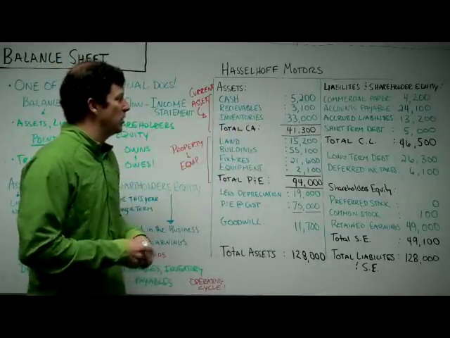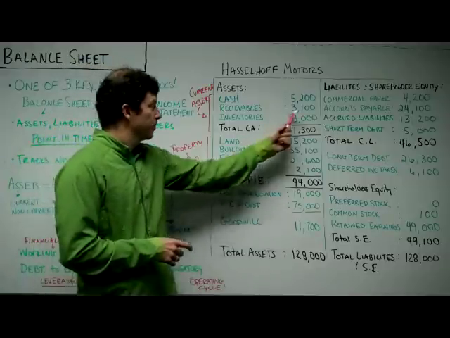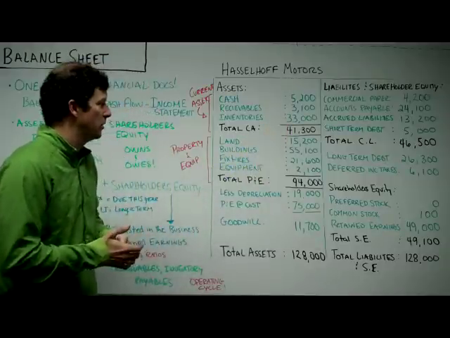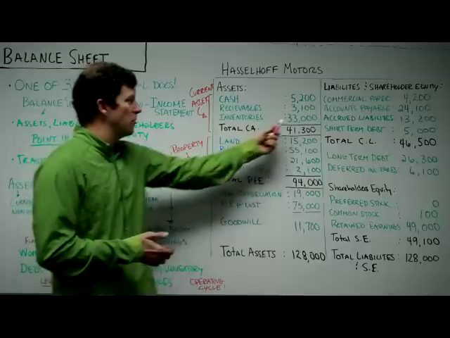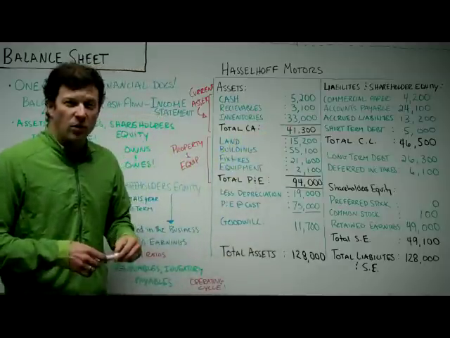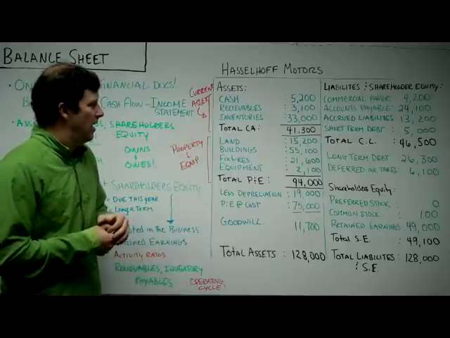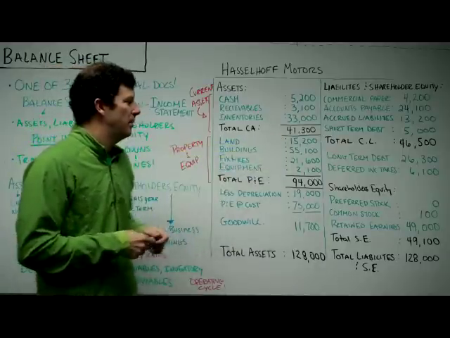He's got receivables, meaning people owe him money. He's got some customers that haven't paid for their cars yet. He's got $3.1 million in receivables, and he's got inventories. He's got $33 million worth of cars sitting on his lot. Those are all things that you could quickly turn into cash, so those are current assets. And that's $41 million in current assets.